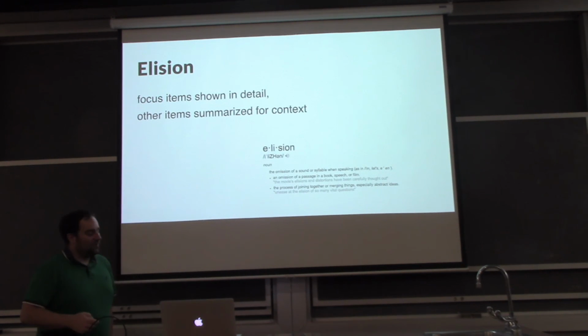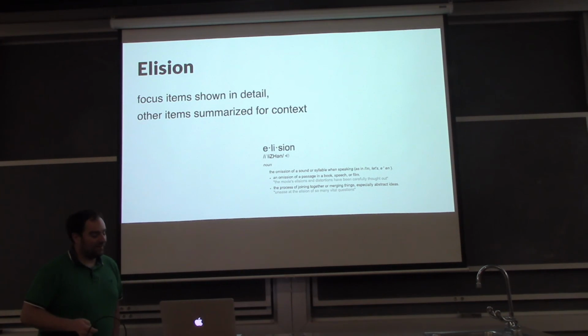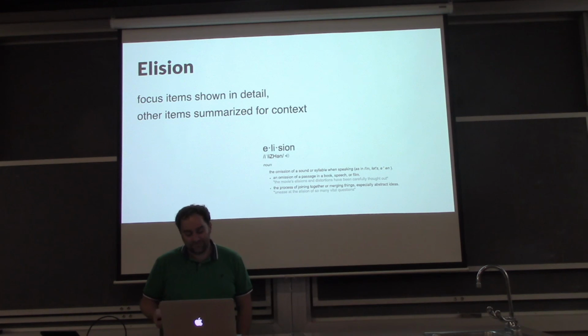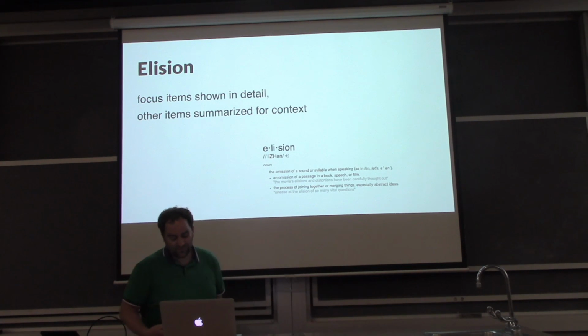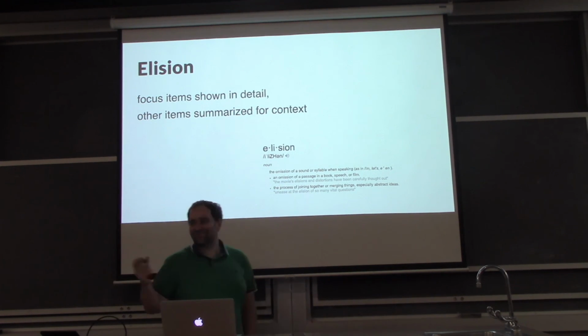Elision is to focus an item shown in detail. So if you, like me, haven't known this word, if you're maybe not native, yeah, it's an omission of a passage in a book, speech, or film, the process of joining together merging things, especially abstract ideas. Just for the record, I am a native speaker. Didn't have a clue what that meant. Yeah, that's why I put the dictionary definition in here.